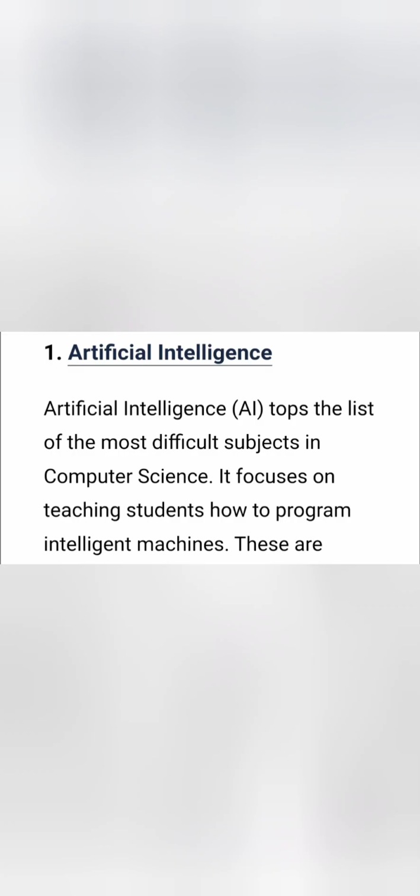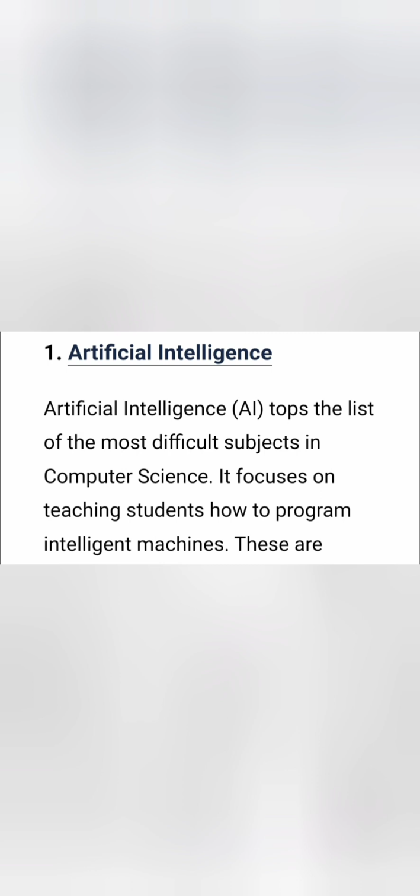So as you understand, the topic is: what are the six hardest subjects in computer science engineering or CSE related specialization branches, and you should take good care in learning them, and they have very good scope also. So the first topic is artificial intelligence, AI.